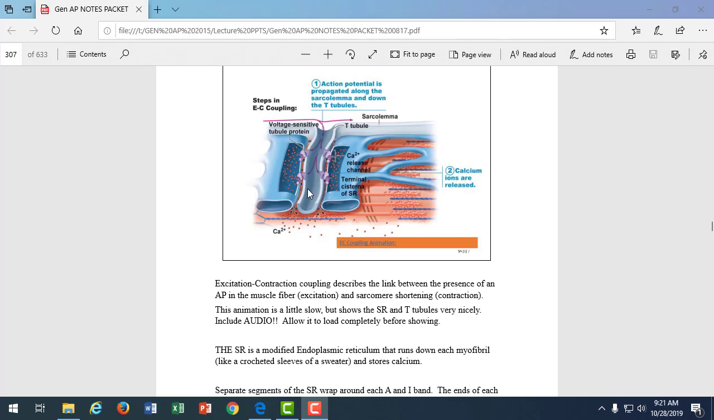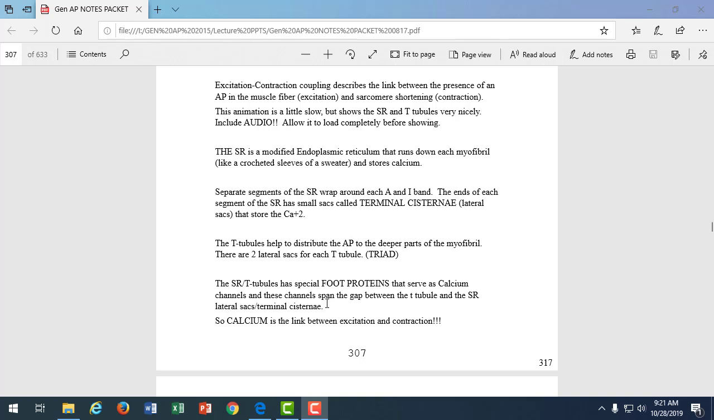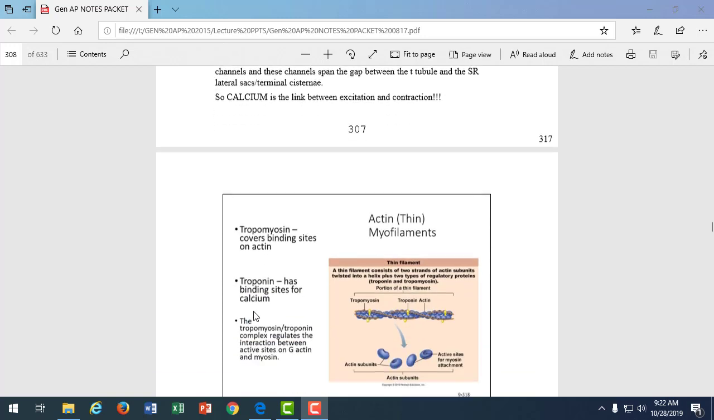So that arrangement is critical for getting extra calcium released into the muscle cell. So we're going to pick up with that. T-tubules and 2 lateral sacs we call a triad. And then there are those special voltage-sensitive proteins that serve as calcium channels if an action potential is present. Calcium is critical for exciting the membrane and then releasing and binding the myofilaments, actin and myosin, which we're going to get into here.